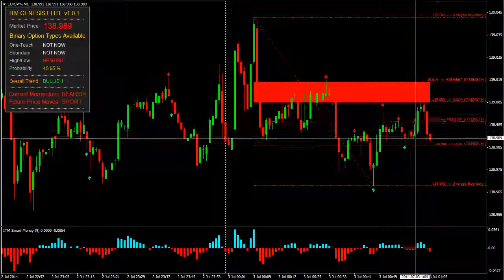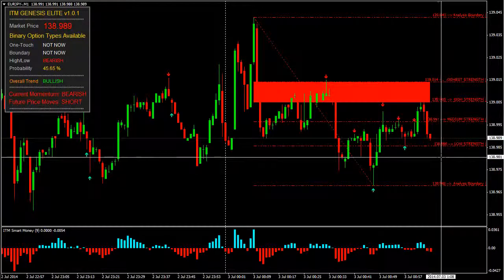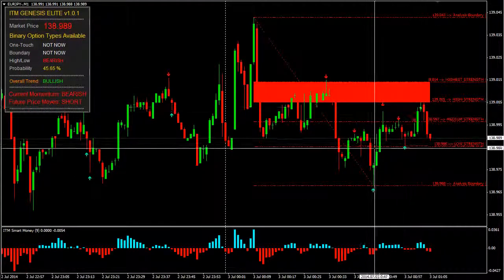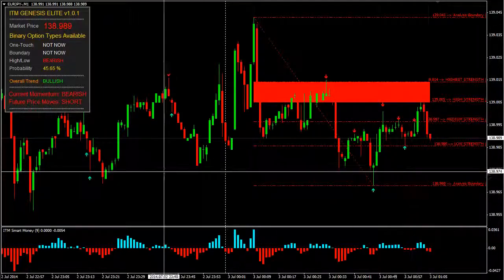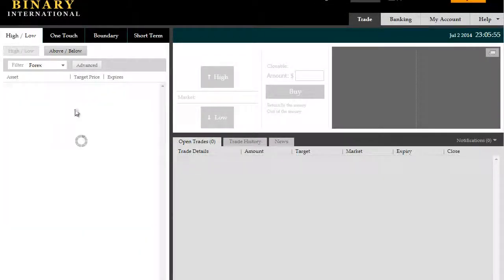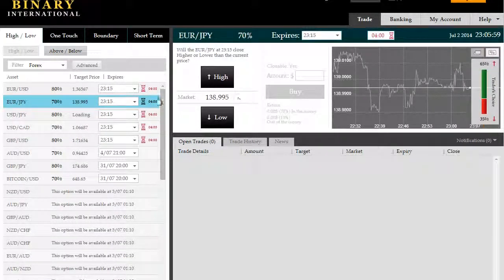Okay, so this evening we're on the Euro Japanese Yen looking at a strong bounce off of the highest probability short reversal zone as shown by ITM Genesis Elite. Now, typically, what this means is that the bounce, having been off of the reversal zone, is a strong bounce and hence price moving in its current direction has a high probability of continuing in that direction.